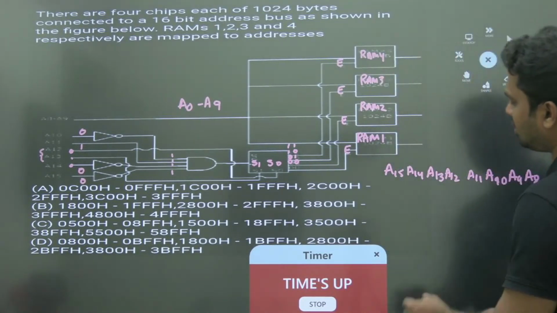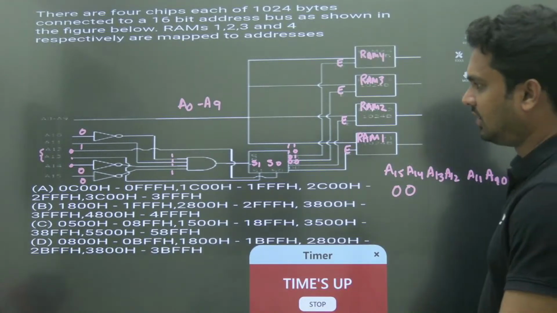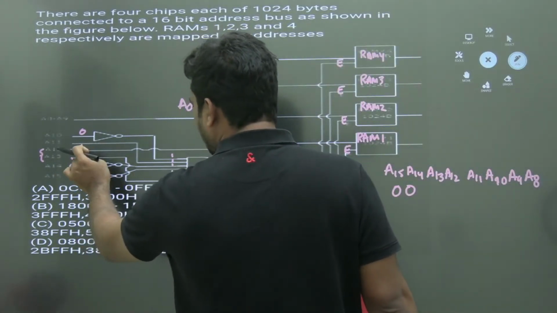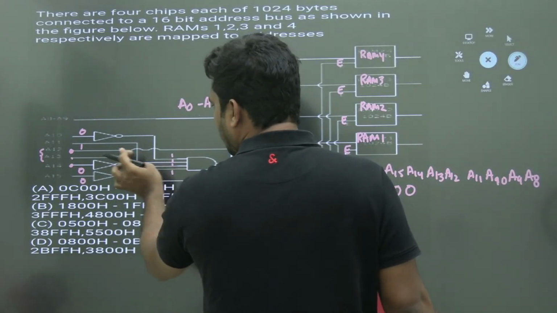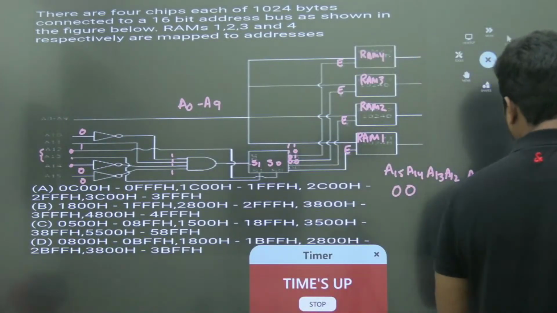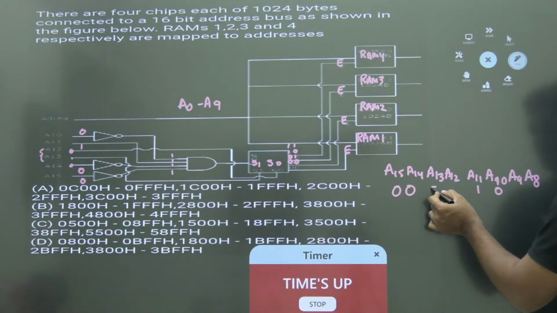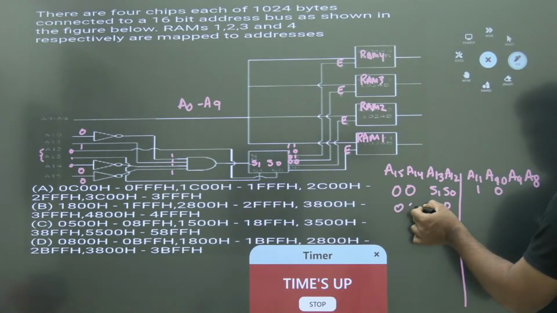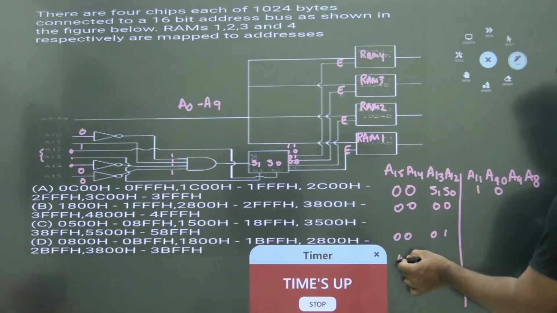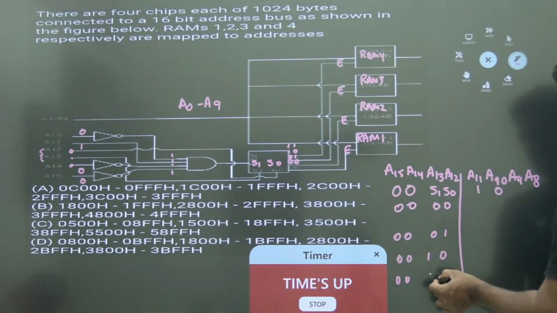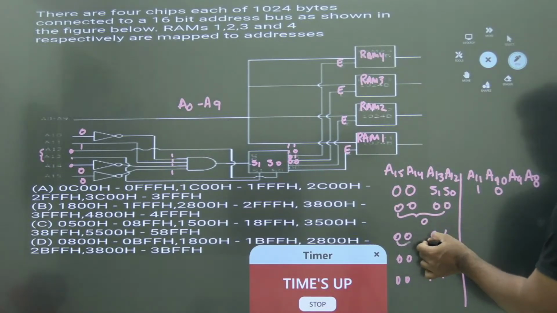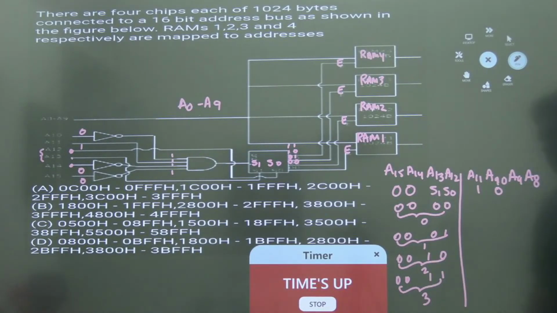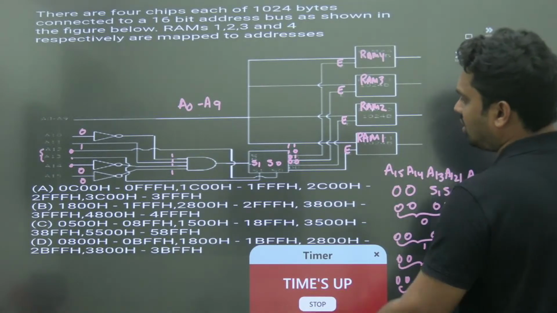Okay, 15 and 14 are 0, 0. A13 and A12 are used for selection of the lines. These are not connected to the AND gate. But again, 10 and 11 are connected to the AND gate. So 11 must be 1, 10 is 0. Okay, these are connected to S1, S0. So you understand here, S1, S0 can be 0 0, 0 1, 1 0, 1 1. Okay, so this will give me 0 1 2 3.